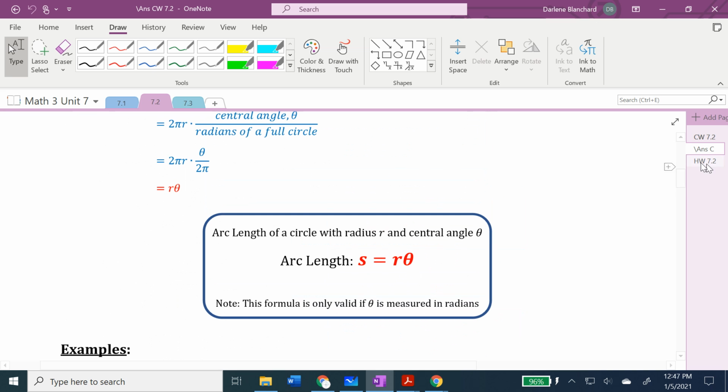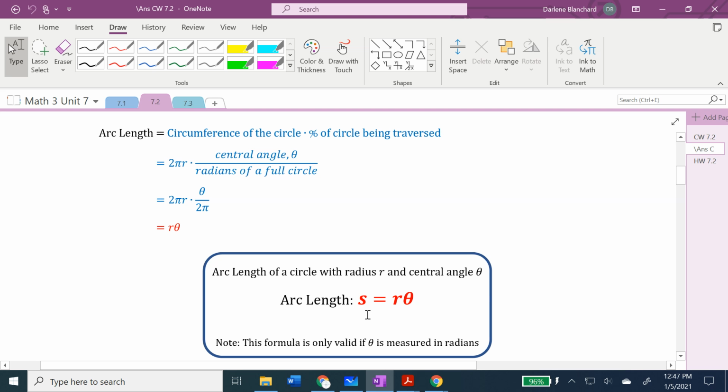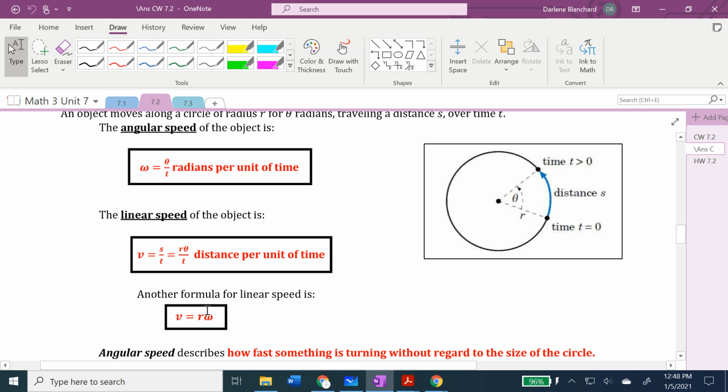And we found out that the formula for arc length, which again is represented by the letter S, is the radius multiplied by the angle in terms of radians. So if linear speed is the arc length divided by time, and arc length is the radius multiplied by the angle, then when I put together the fact that angular speed is the angle divided by time, I can then realize that linear speed is angular speed multiplied by the radius of the circle, which we see right here.